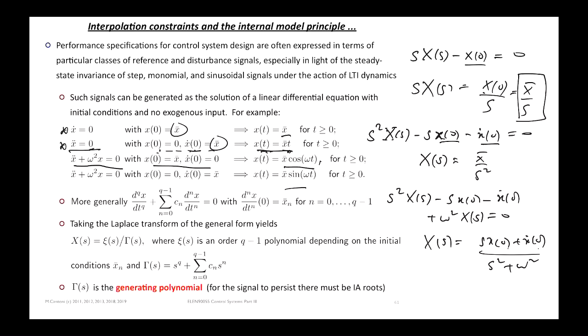All right, and for the signal to persist, right, this generating polynomial must have roots on the imaginary axis. Okay, so if we look at this, it has a root at s equals 0. So the generating polynomial here is s. That's the generating polynomial for a step, and it has a root at s equals 0. For a ramp, it has 2 roots at s equals 0. For the sinusoid, it has 2 roots at plus and minus j omega. Right? The value of s that makes this equal to 0 is plus or minus j omega. Right? So signals persist when the roots of the so-called generating polynomial are on the imaginary axis. Okay.